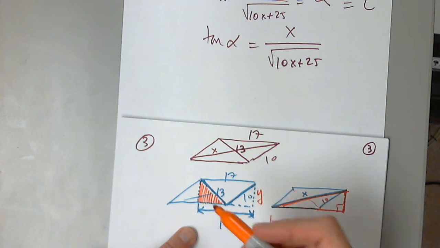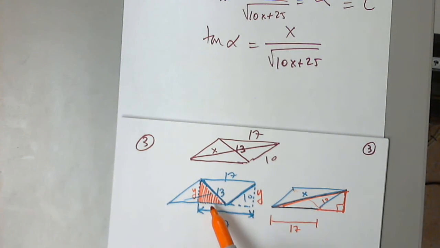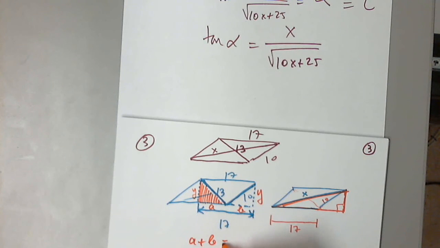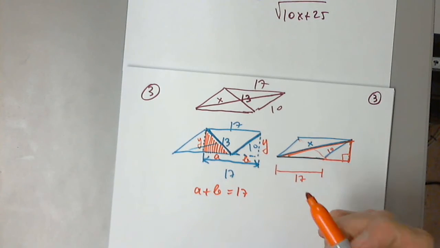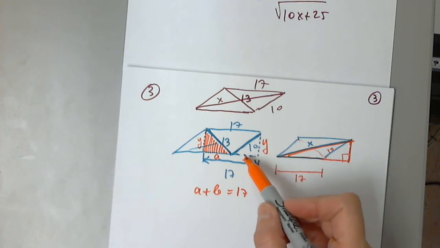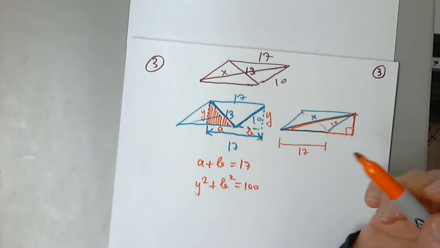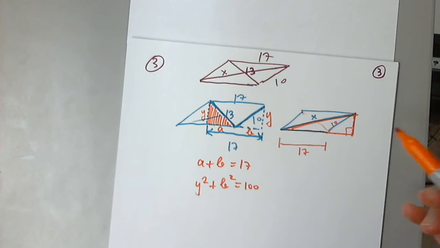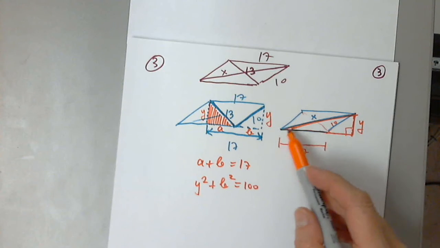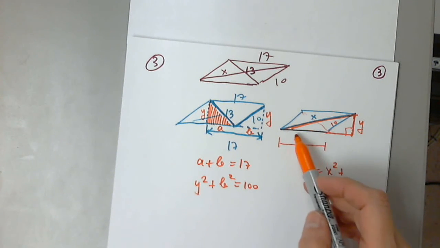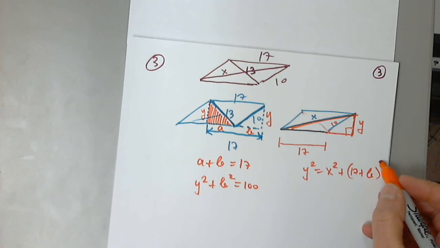So I'm going to call this Y, this A and this B. I know that A plus B is 17. I know that y squared plus b squared equals 100. I'm just collecting information at this point. So this is still y. So x squared equals y squared plus (17 plus b) squared.